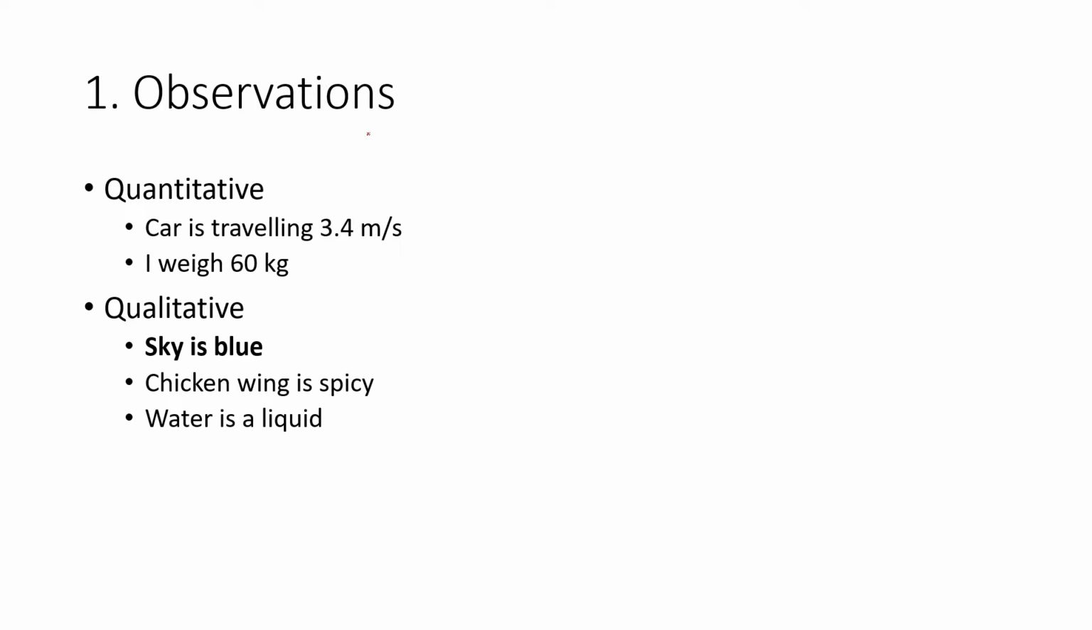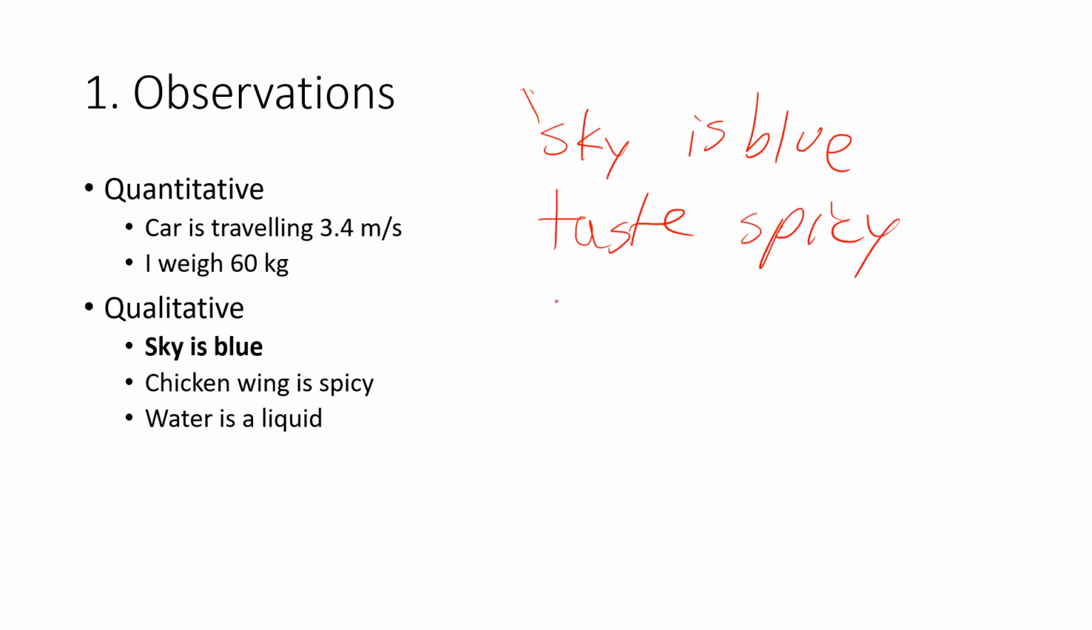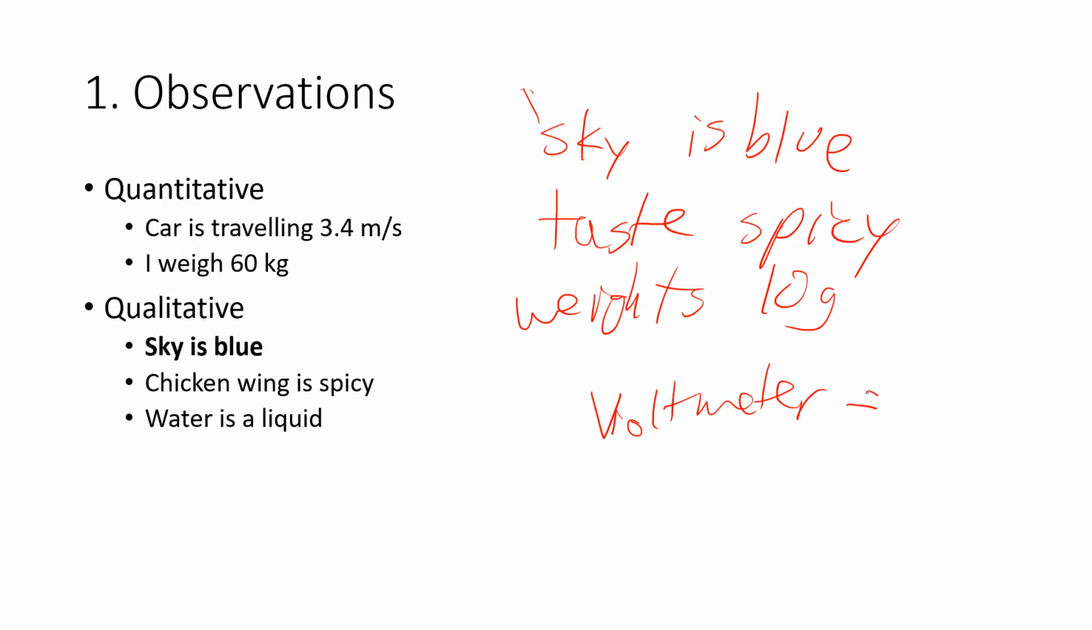What are observations? Observations are essentially what we see, what we experience, any data that we can take down. So for example, it could be that the sky is blue. That could be an observation. We see that the sky is blue. We could taste something as spicy. We could measure something and see that it weighs 10 grams. We could take a voltmeter and measure the voltage across a battery and figure out it to be 12 volts. Basically any data we can find at all is an observation.